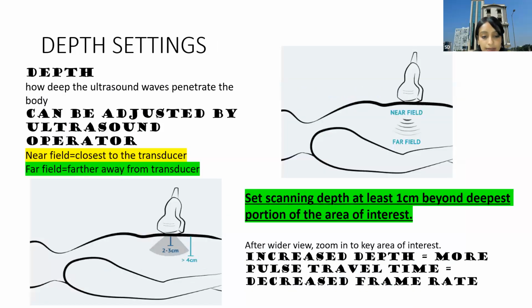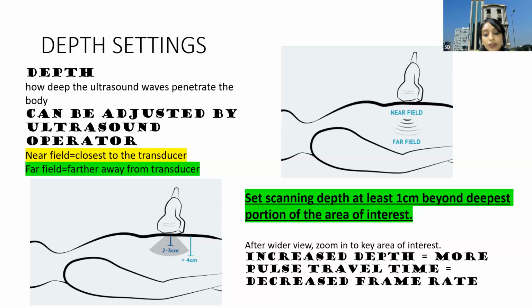Next is the depth settings. We should know that the higher frequency probes, that is the linear probes, usually have higher frequency waveforms, which means more waveforms are being produced in a short distance. So if a structure is near the probe or near the surface, that is any superficial structure, we will be using a higher frequency transducer.